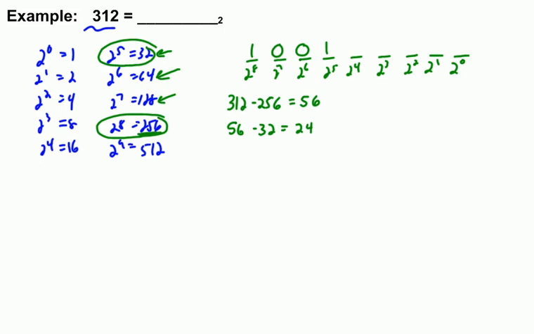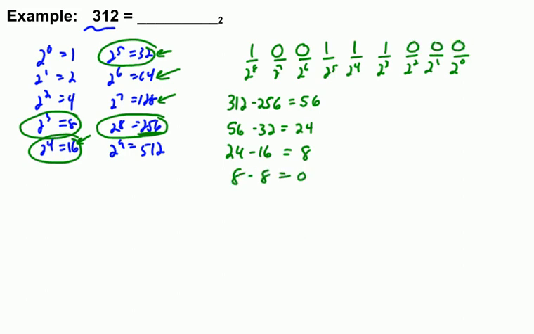Okay. Do I have any 16s in 24? Yes, I do. So I'll put a 1 in the 16. I'll take away that, in the 2 to the 4th, I'll take away the 16, which gives me 8. Do I have any 8s in 8? Certainly I do. And then when I do 8 minus 8, I get 0, which means all the rest of these would have to be 0.